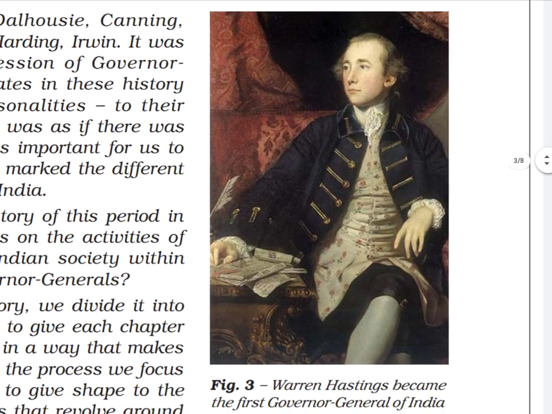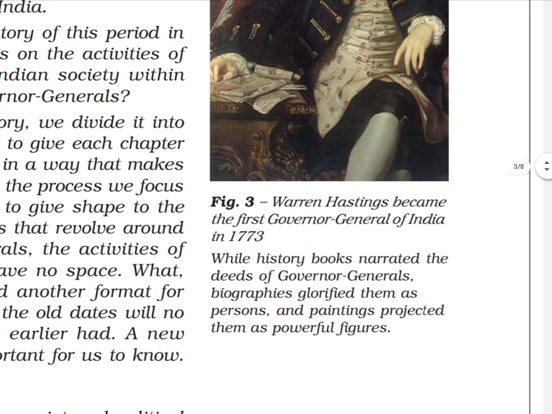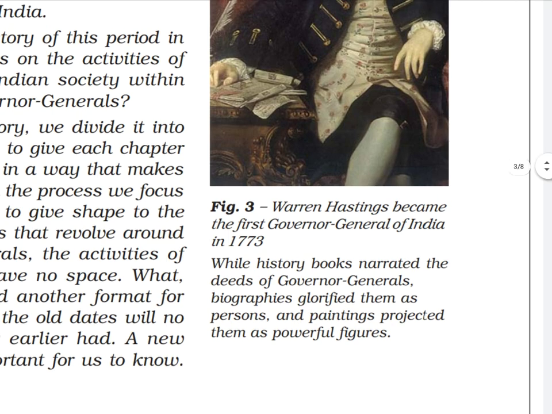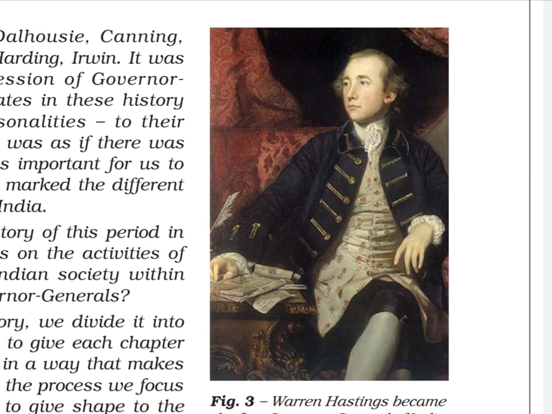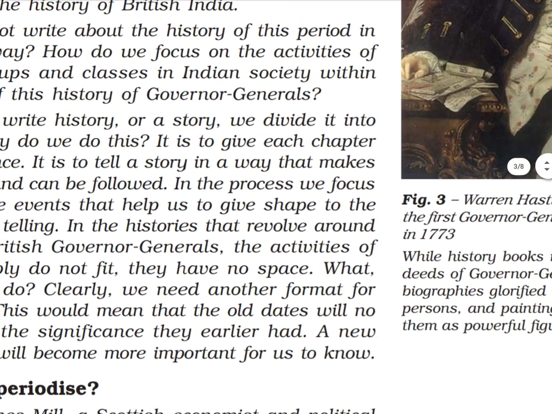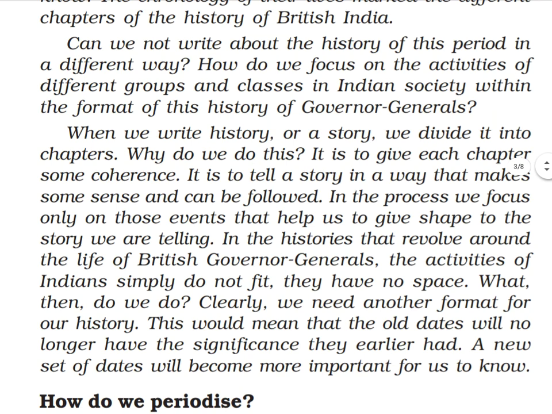Here you can see the picture of Warren Hastings. Warren Hastings became the first Governor General of India in 1773. So the name is important, and along with him, the date is also important. While history books narrated the deeds of governor generals, biographies glorified them as persons and paintings projected them as powerful figures. You can see this painting, how glorified and powerful a personality is shown, because he was the first Governor General of India appointed by the British.